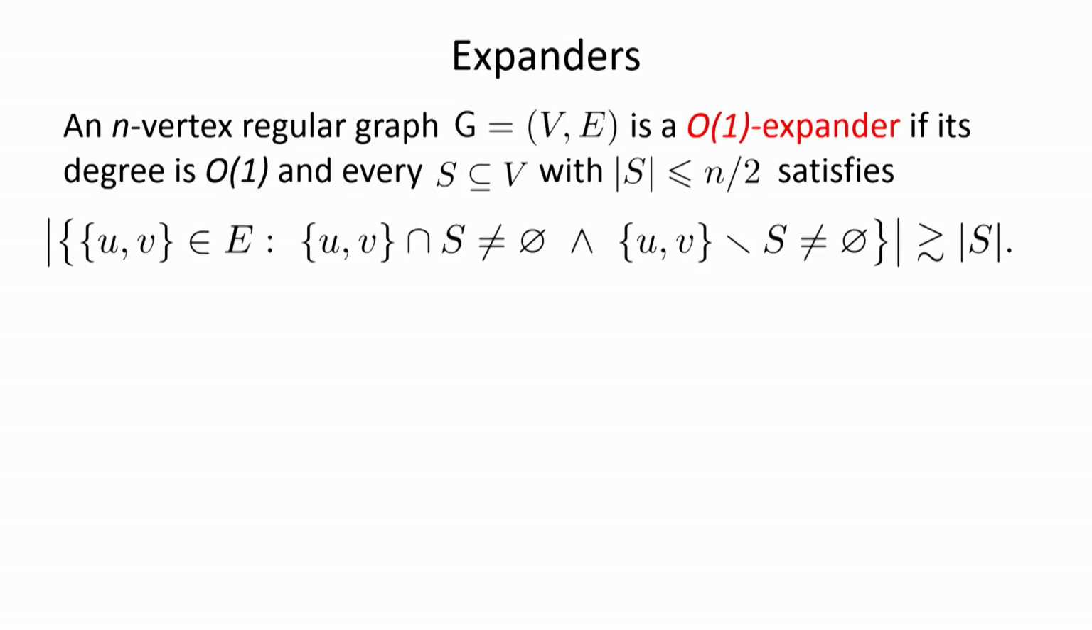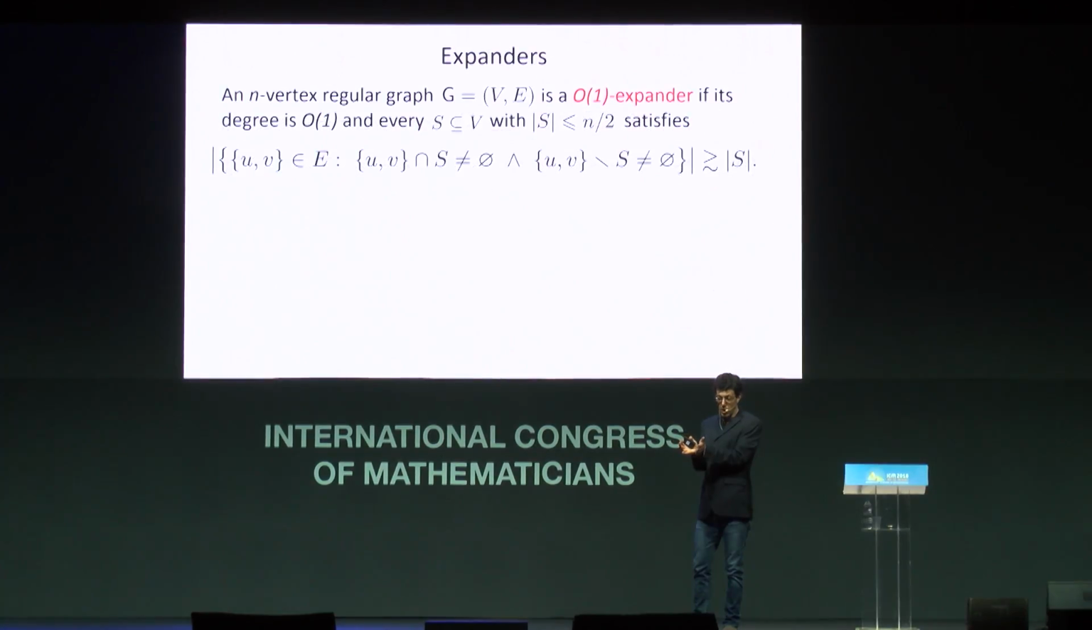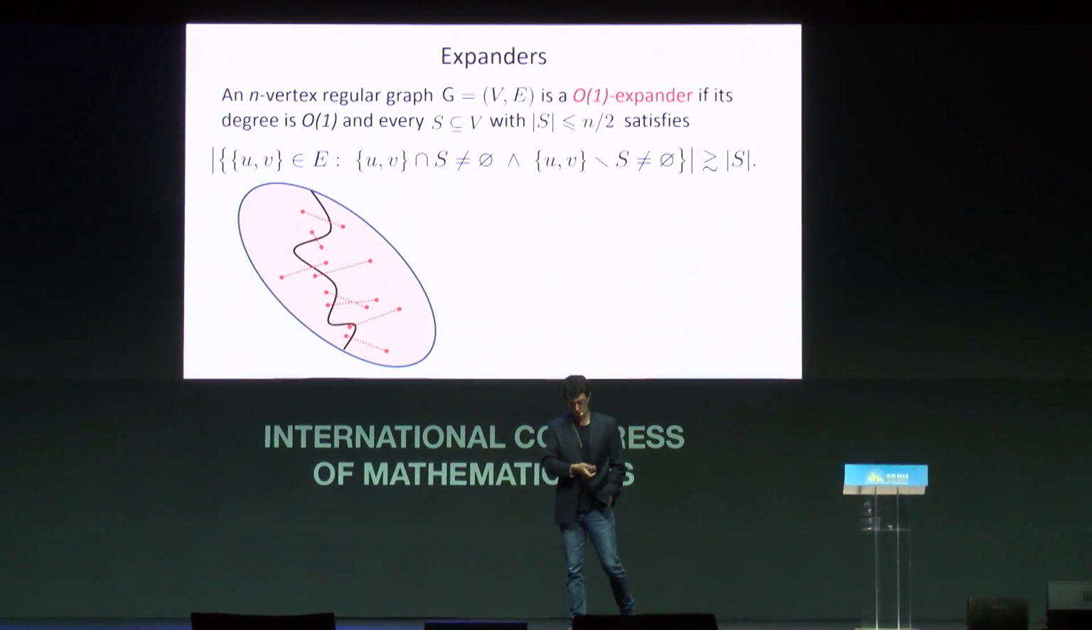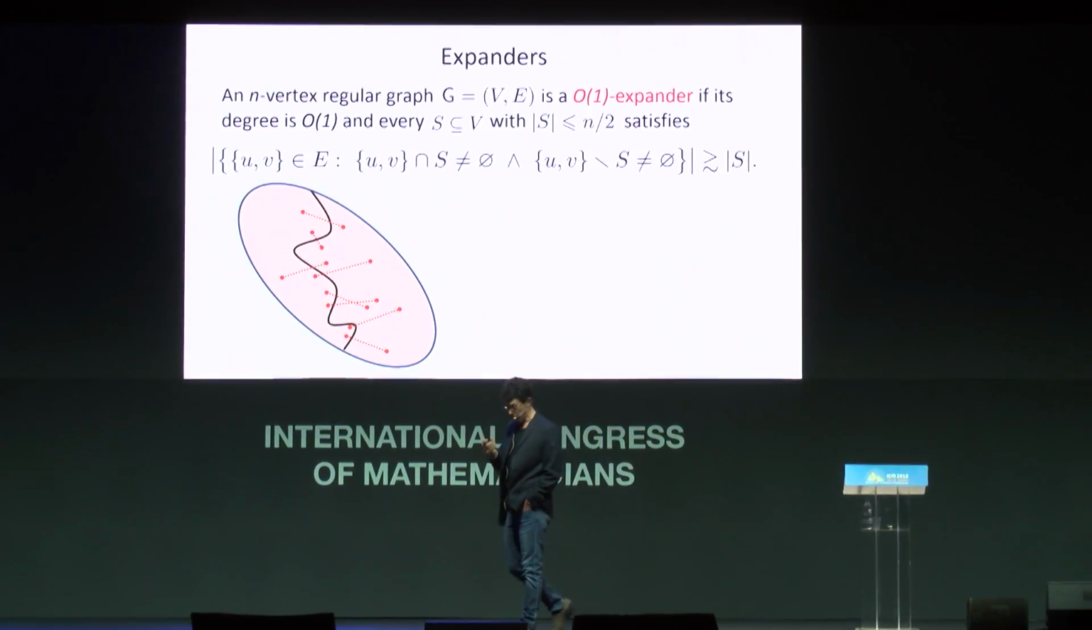So an n-vertex graph is a constant expander if it's constant degree, so every vertex has boundedly many neighbors. And whenever you give me any subset, and you look at how many edges have one endpoint in the subset and one endpoint in the complement, that's at least a constant proportion of the size of the subset. So if the subset is, let's say, what's to the left of one of these lines, for every way to cut the graph into two pieces, there will be many edges going across.